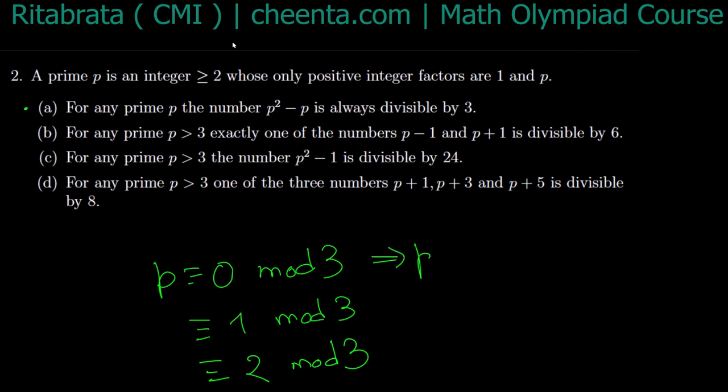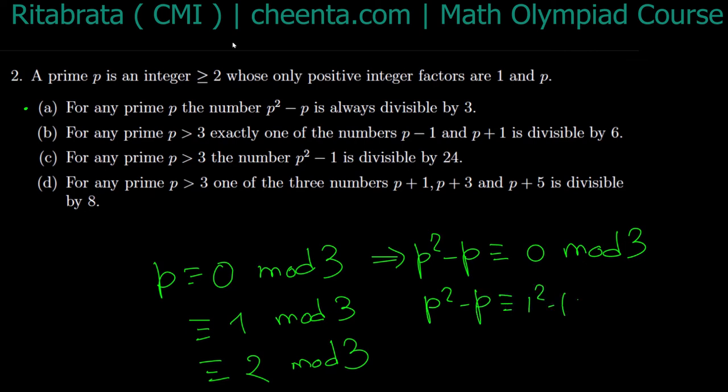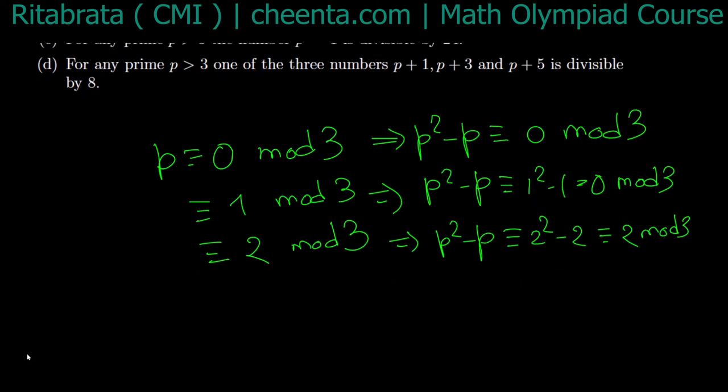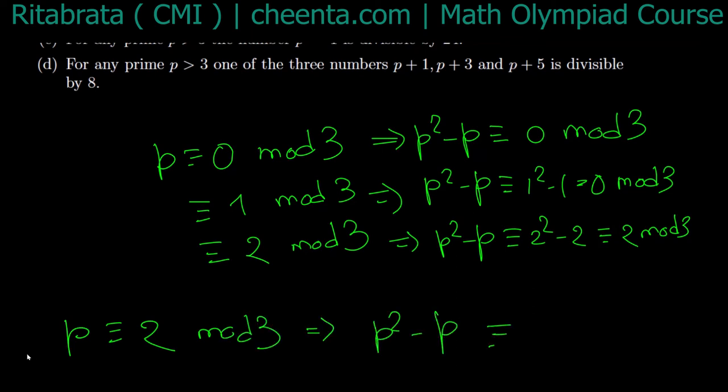This means what? p square minus p is congruent to 0 square minus 0, that is 0 mod 3, and it's fine. p congruent to 1 mod 3 implies p square minus p is 1 square minus 1, that is 0 mod 3. This is again divisible by 3. p congruent to 2 mod 3 means what? p square minus p is congruent to 2 square minus 2, like 2 square is 4 minus 2, that is 2 mod 3, and that is a problem. So p congruent to 2 mod 3 implies p square minus p is not congruent to 0 mod 3.